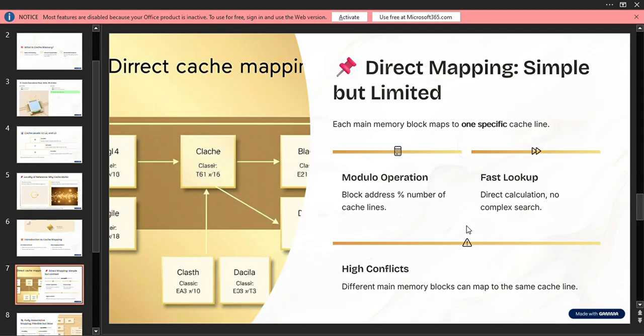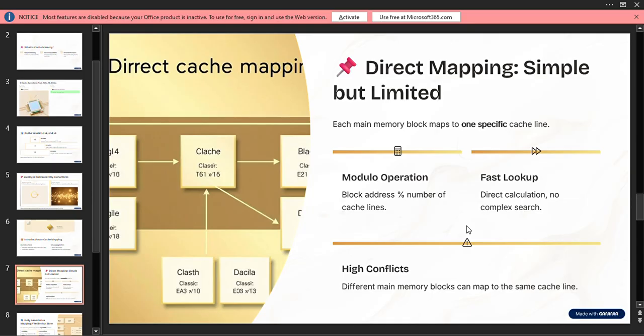And the third point, it increases hits. Smart placement increases the chance that needed data is already in cache. Now let's move to the first type of cache memory mapping. I already told you we have three types of cache memory mapping: direct mapping, fully associative mapping, and set-associative mapping.